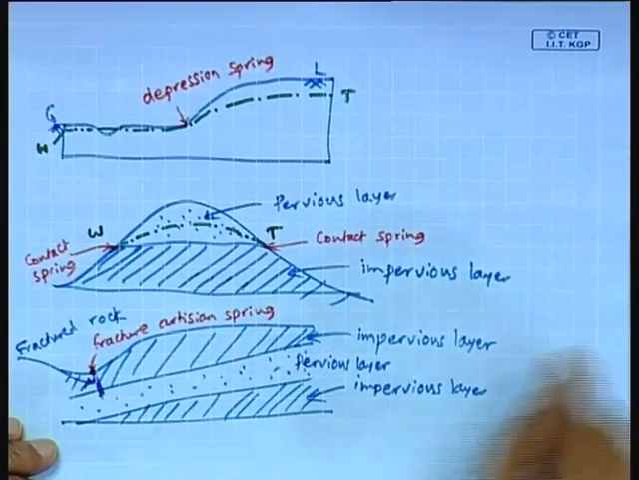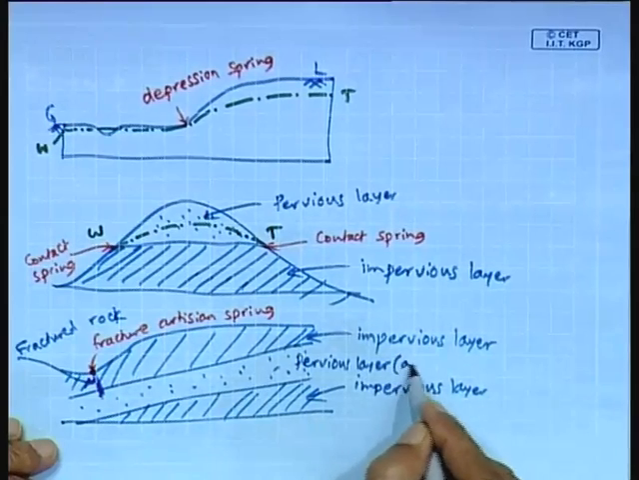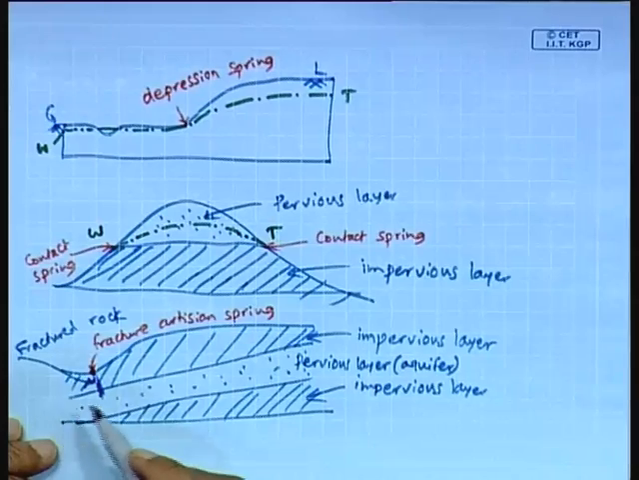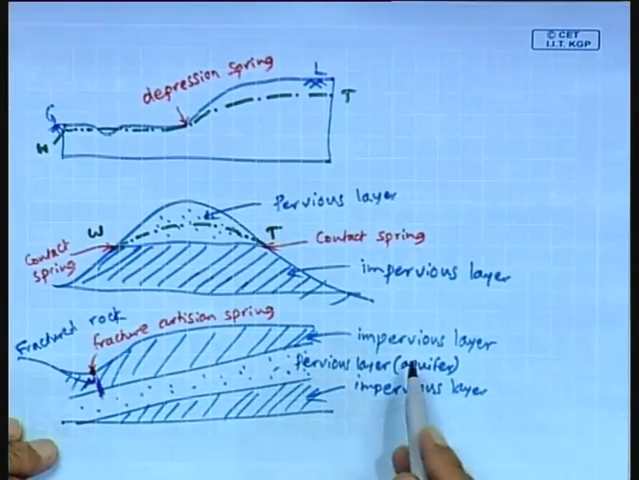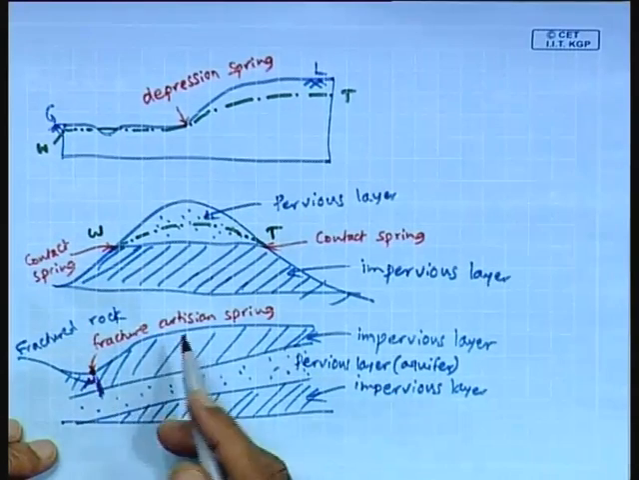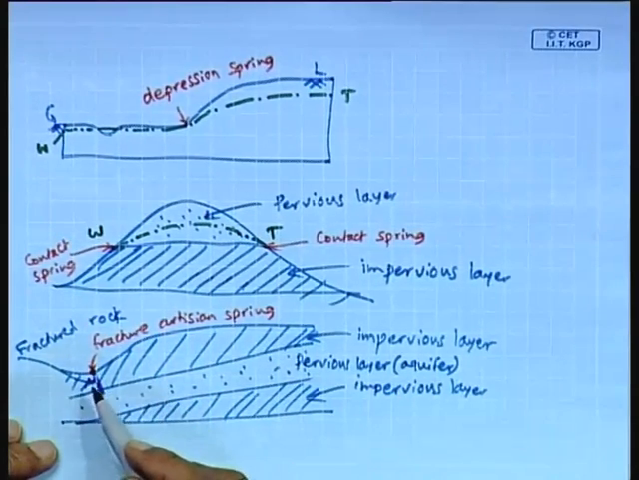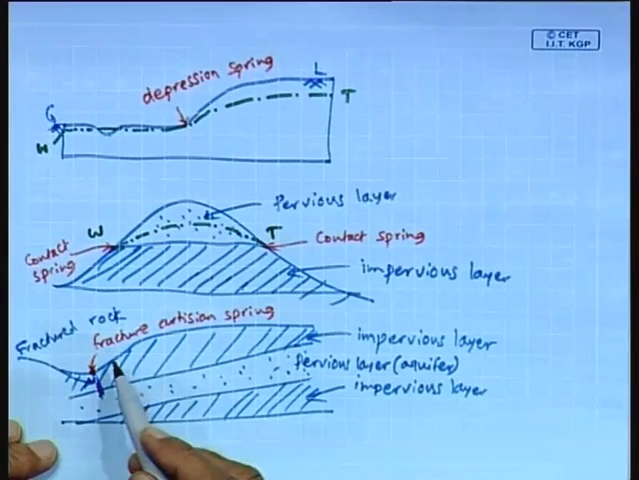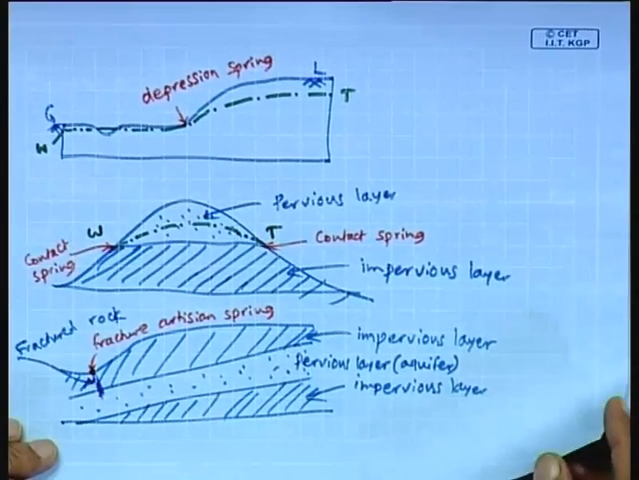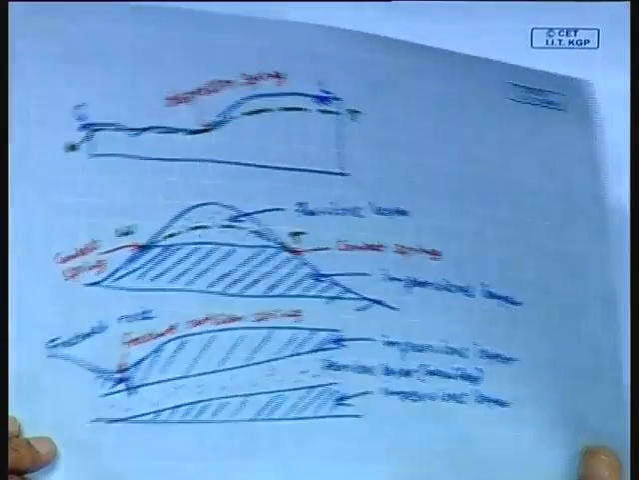So essentially, there is a fracture in the impervious layer which is over and above the aquifer, and through this fracture, the water gushes out through what is known as the fracture artesian spring. And the last one, so these are the three types of springs. The last one let us discuss is the tubular spring.